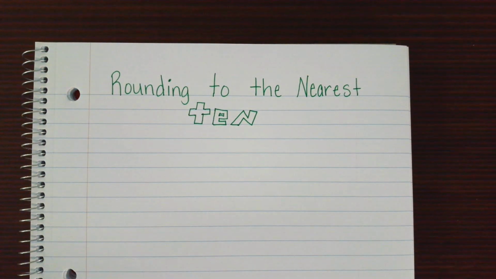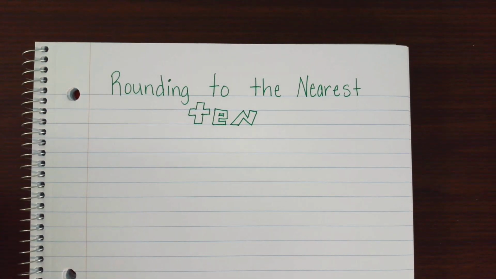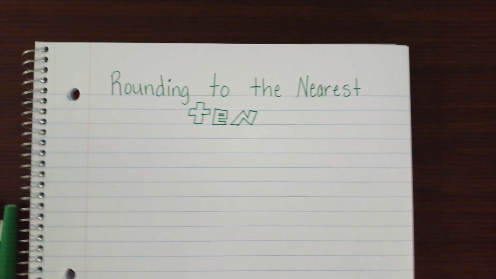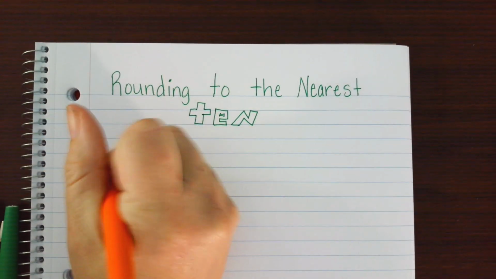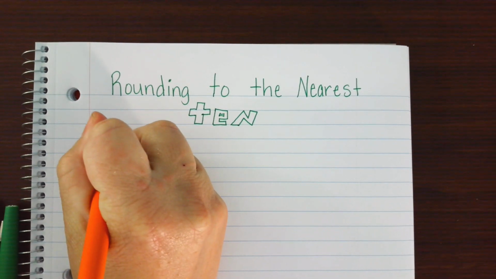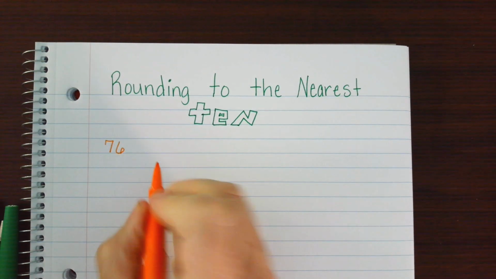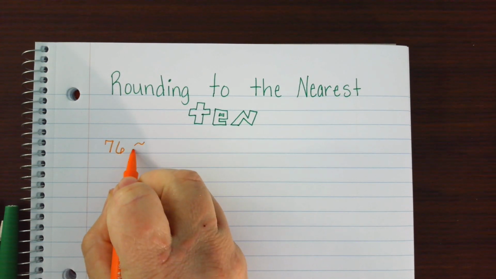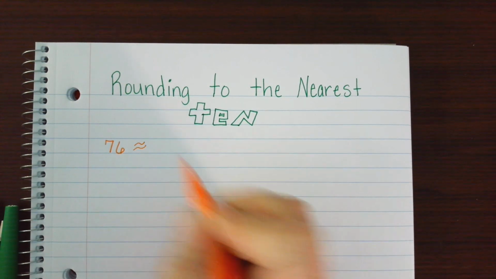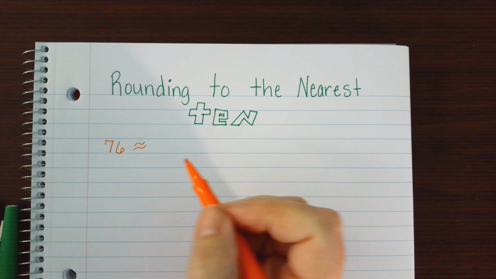Alright, ladies and gentlemen, so we're going to have a little rounding to the nearest 10. Rounding to the nearest 10. So, if we are rounding 76 to the nearest 10, and remember, these wavy signs are about. There's two different ways to do this.